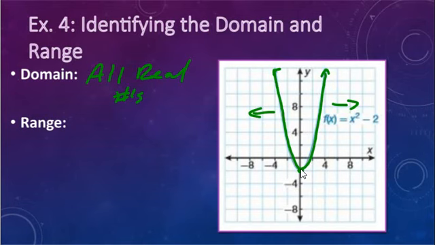So the domain for every parabola is always going to be all real numbers. Every single number will work. I can put a number in and it will give me a y value that will land on the parabola. The range, however, I look at the lowest point here. The lowest point on the y-axis is a negative 2. It never goes below a negative 2. So I know my y has to be greater than or equal to a negative 2.